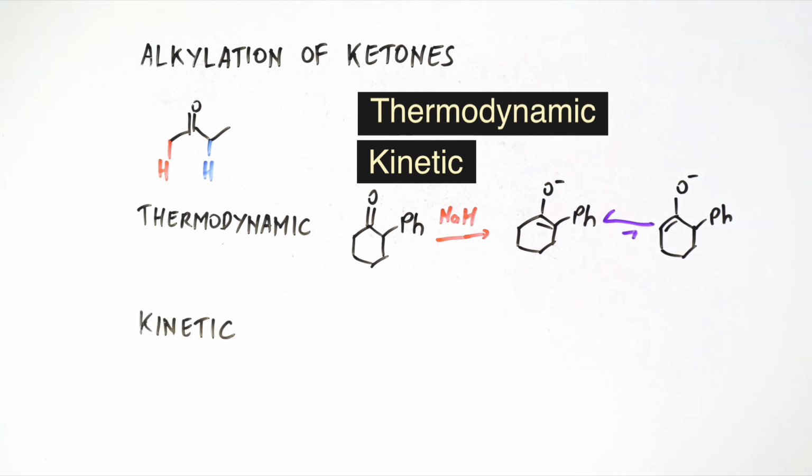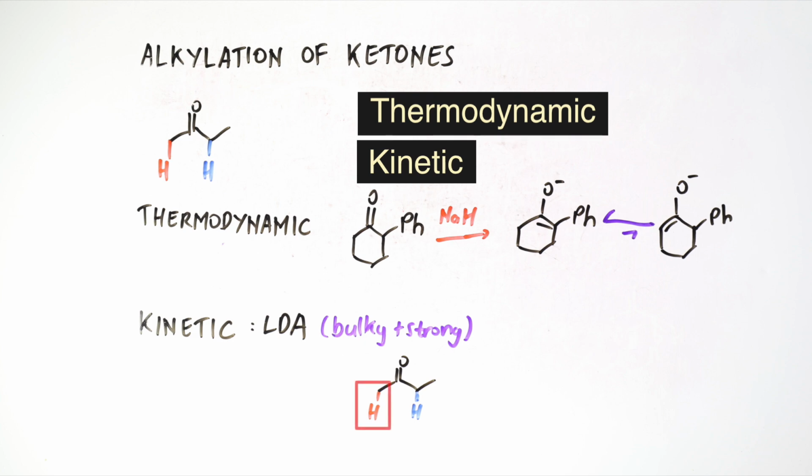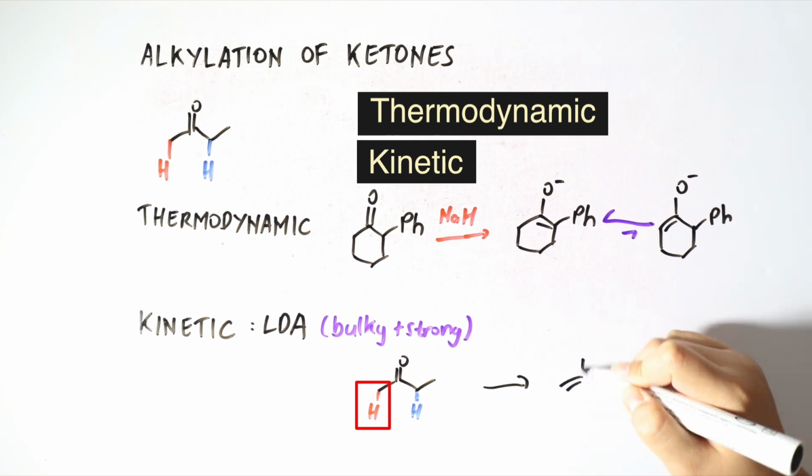The other possible control is kinetic. LDA is a bulky and strong base, thus it prefers to attack the more acidic and more accessible proton of a ketone. The less substituted carbon is more acidic and also more accessible, or less hindered. Hence, the enolate is formed on this side of the ketone.